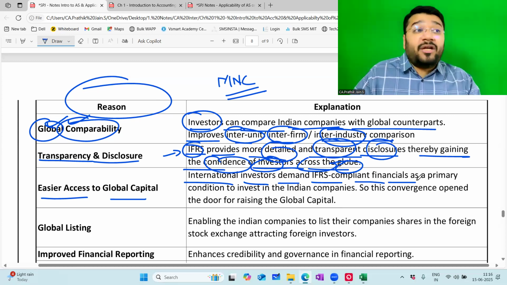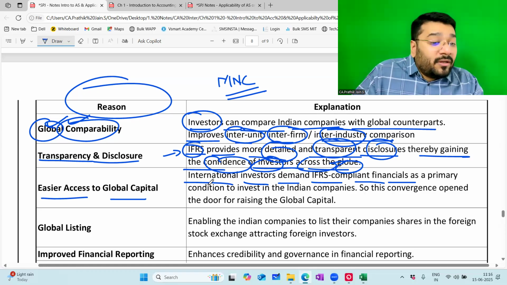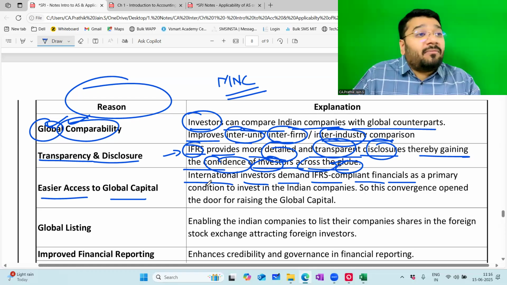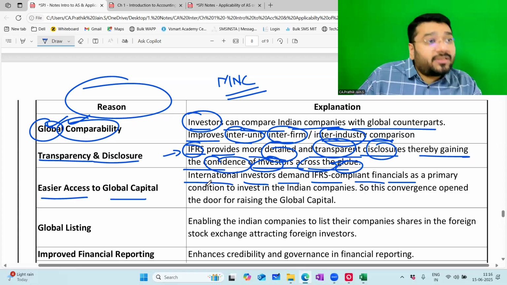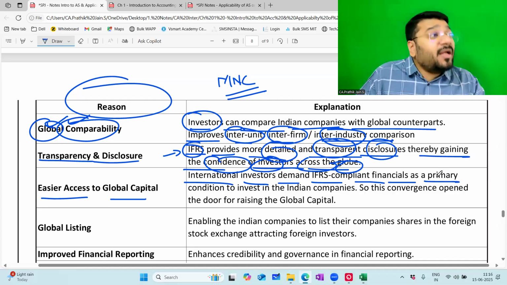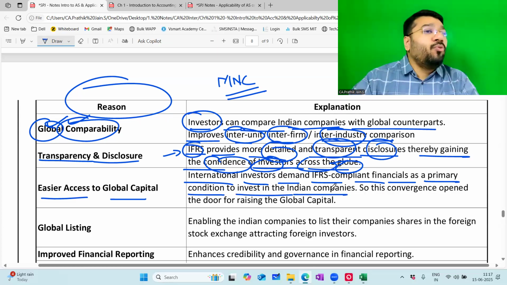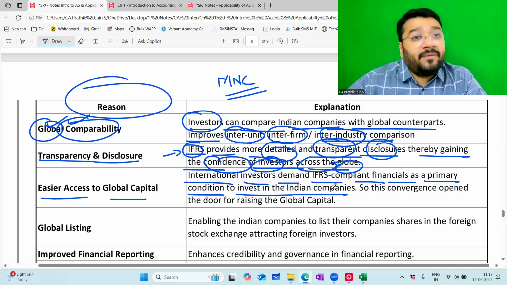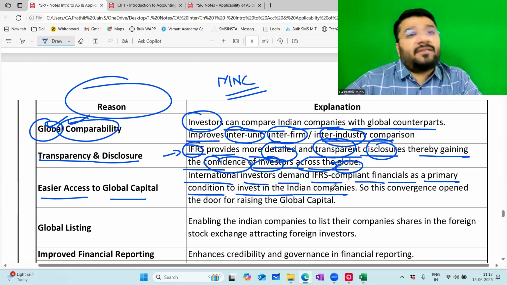So we did not adopt IFRS as it is, but we converged with IFRS. Now, the financial statement that you're preparing based on Ind AS, which is the converged part of IFRS, is a primary condition that was put forth by whom? The international investors, as a condition to invest in Indian companies. So foreigners said, look boss, if you want me to invest in your company, you have to prepare the financial statement based on IFRS, if not, at least Ind AS. Because we don't understand your language, your accounting standard.